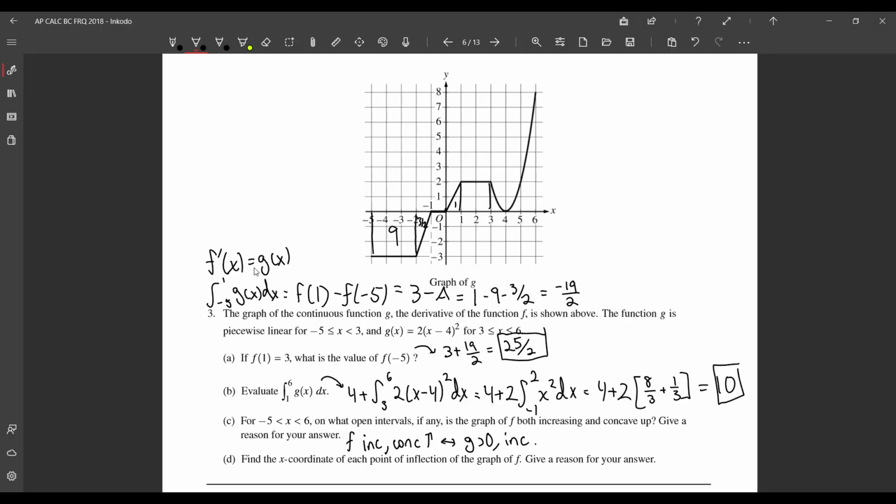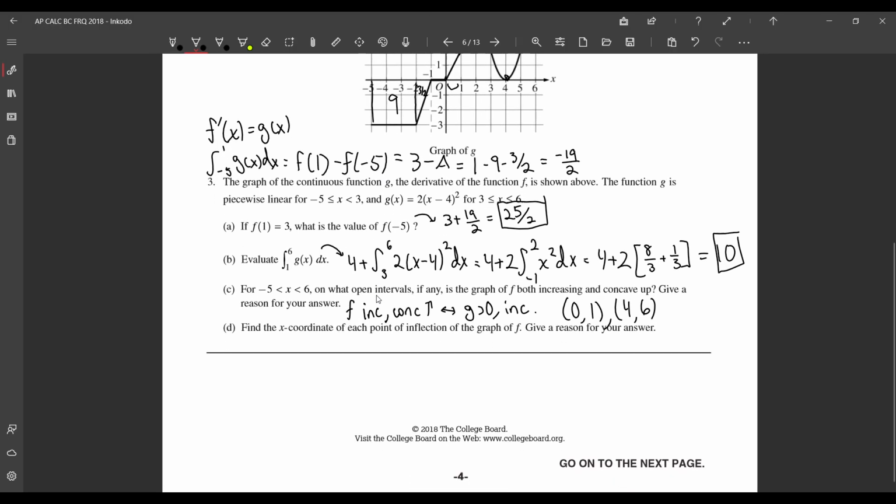Now here on this first piece, from 0 to 1, it is positive and increasing. So 0 to 1, and then from 4 to 6, it is positive and increasing. So these are the open intervals. Okay.